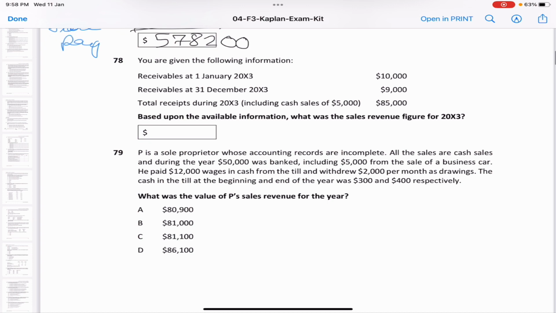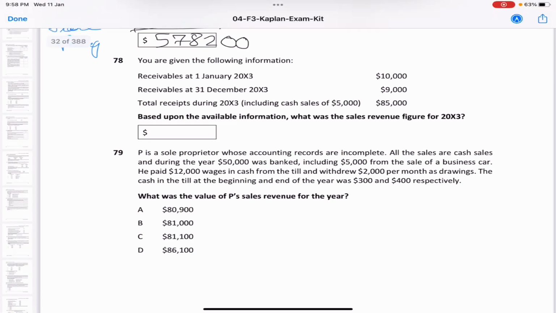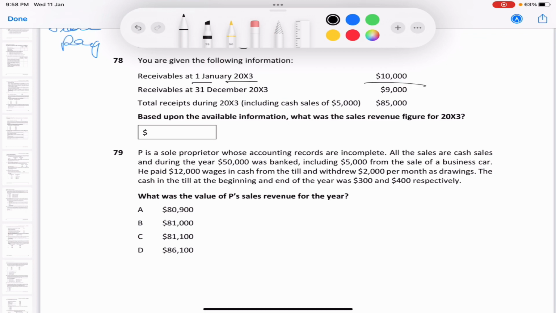Okay, you are given the following information. Receivables as at 1st January 2003 is this much, and at 31st January, so this is the opening receivables, this is the closing receivables. Total receipts, whatever you have received this year, is 85,000. This also includes cash sales. Now you have to find the answer. What am I supposed to find? Sales figure.